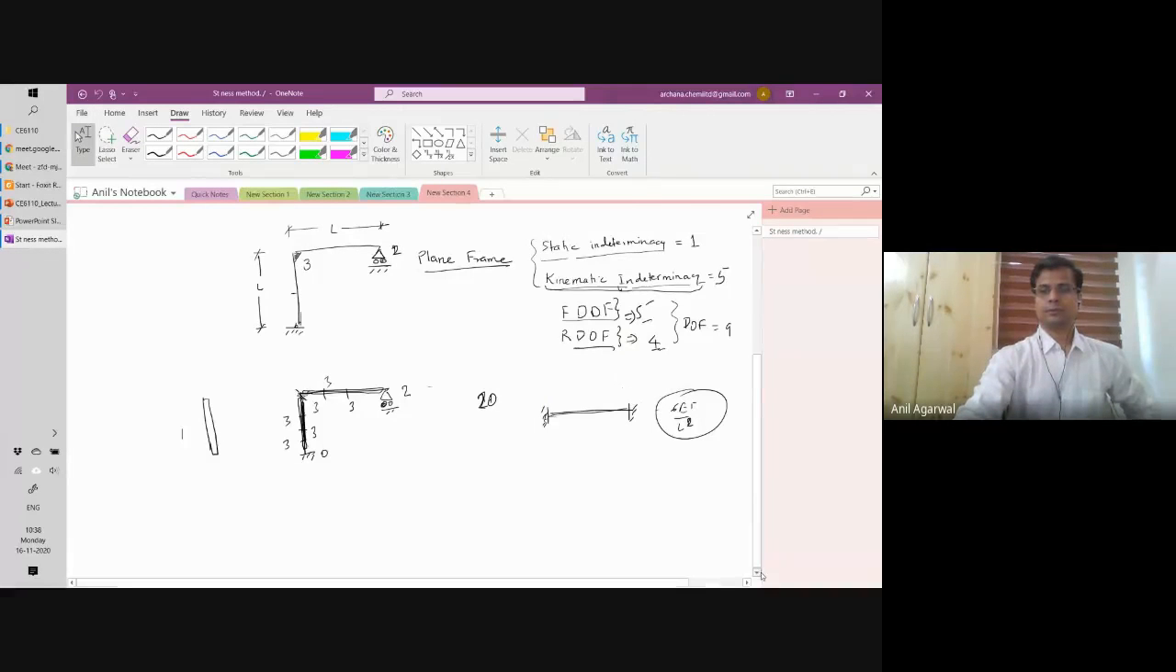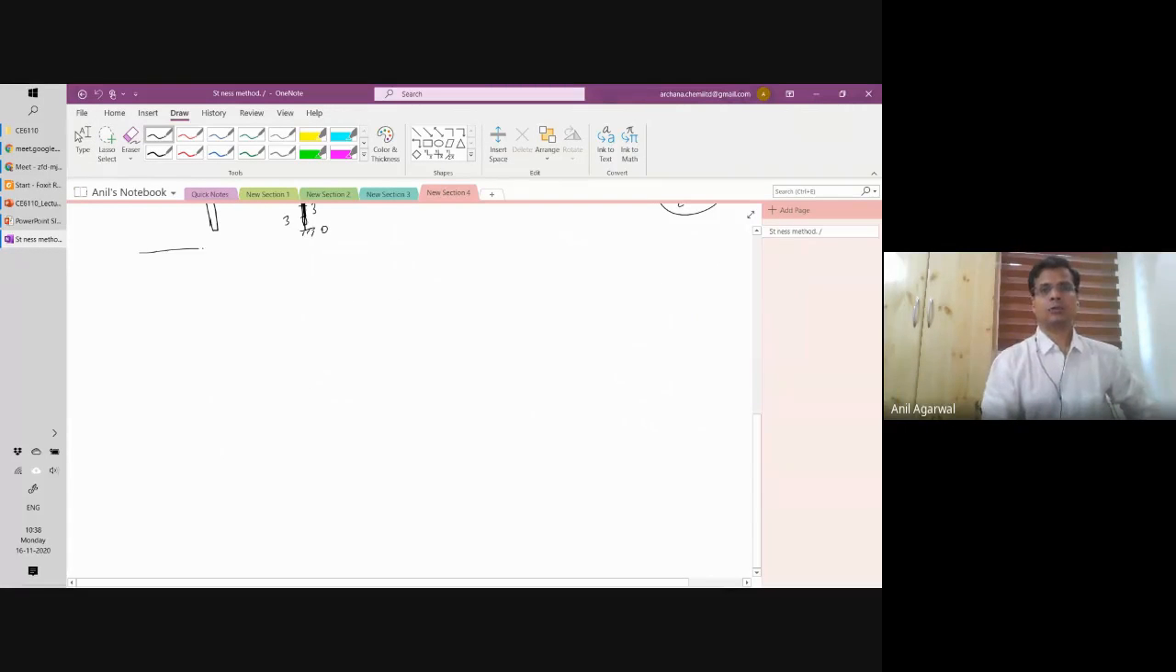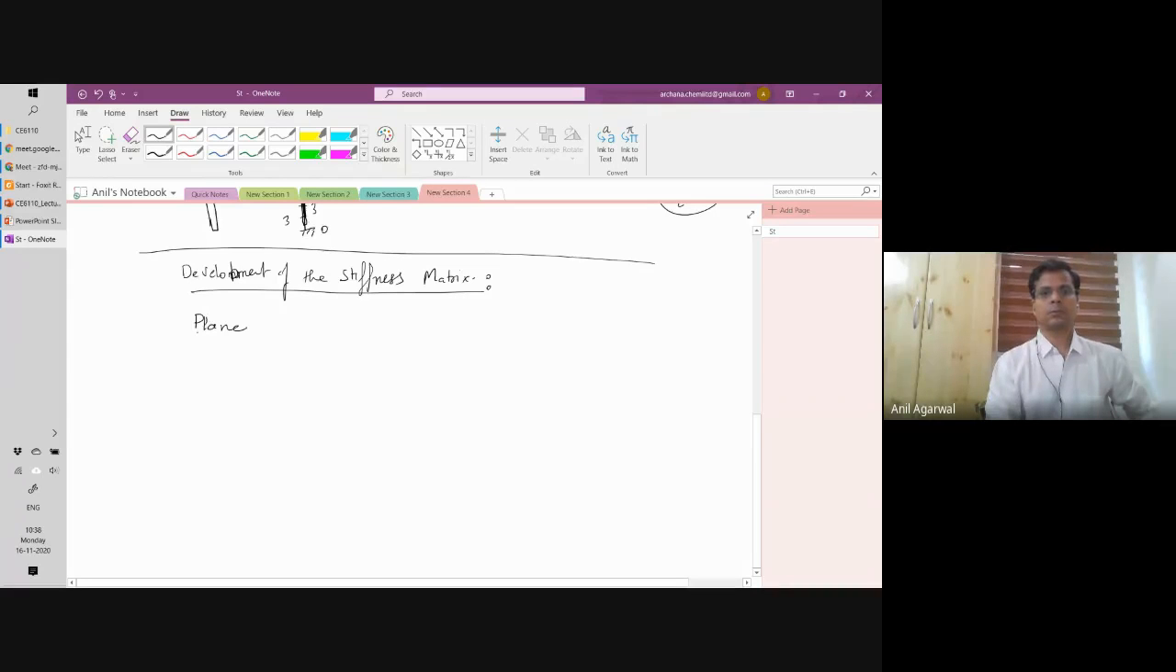Any questions so far? So first we are learning how to develop the stiffness matrix. Development of the stiffness matrix, starting with a plane beam member. This is a plane beam member.